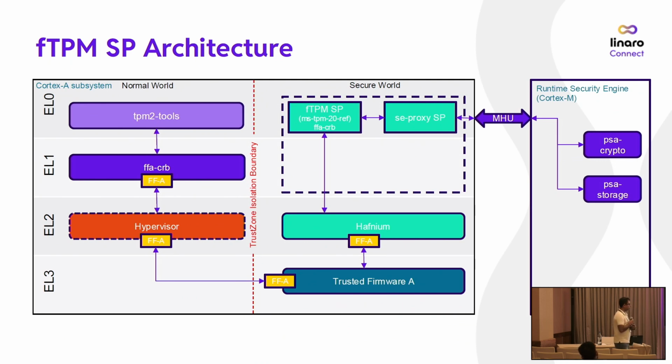On the Corestone-1000 platform, we have a secure enclave, which is based on Cortex-M, and the SE proxy would delegate all the requests to that secure enclave. If we consider the same example of TPM2 get random, then when the SP is supposed to get the random bytes, it would issue a PSA crypto get random API, and then the SE proxy would delegate that to the runtime security engine, get the response back, and then it traverses back to the TPM2 tools.